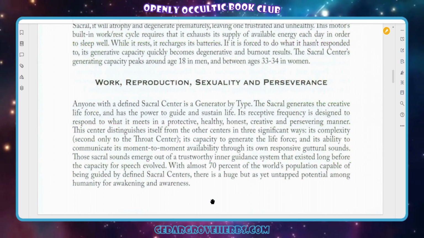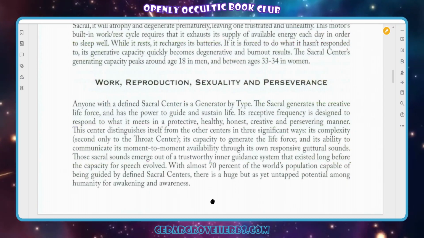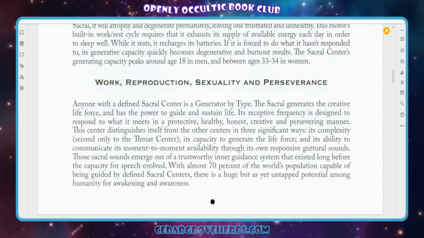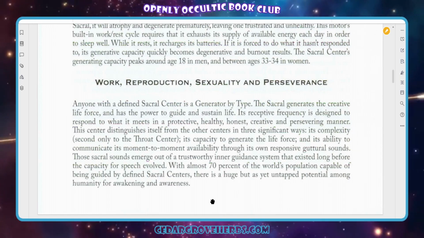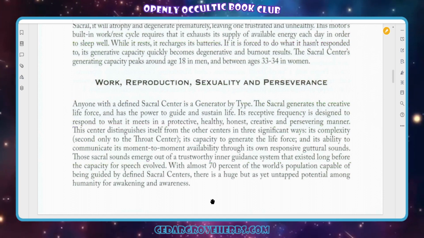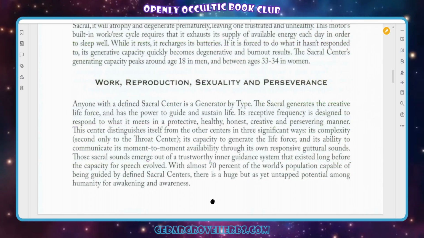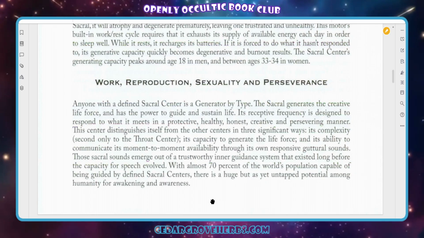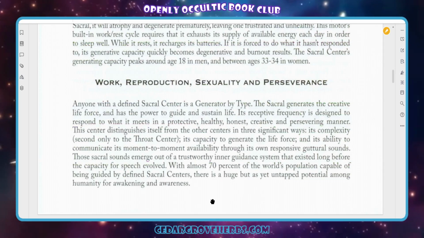Work, reproduction, sexuality, and perseverance. Anyone with a defined sacral center is a generator by type. The sacral generates the creative life force and has the power to guide and sustain life. Its receptive frequency is designed to respond to what it meets in a protective, healthy, honest, creative, and persevering manner.